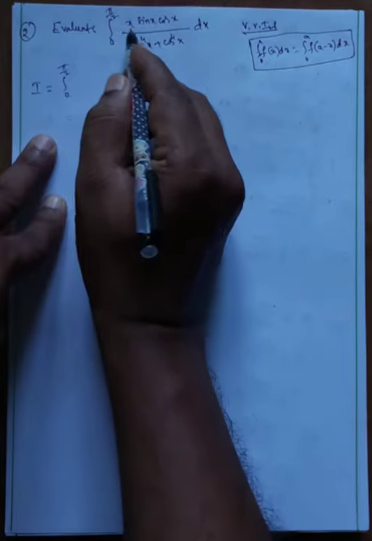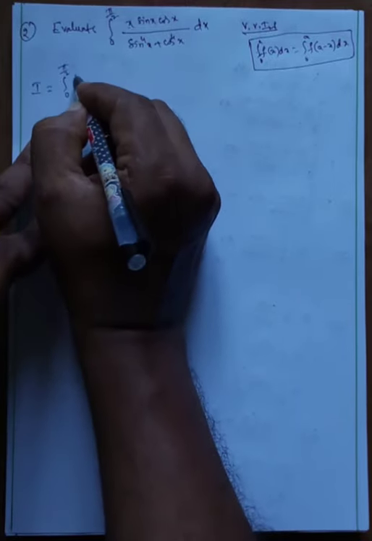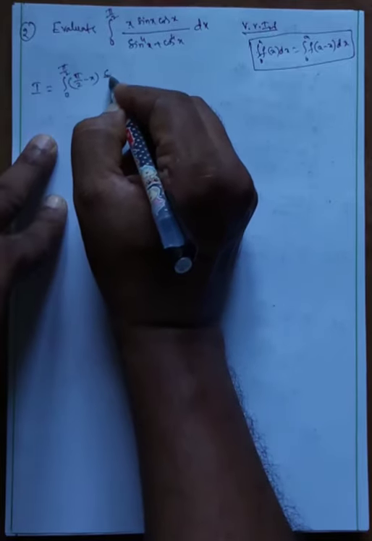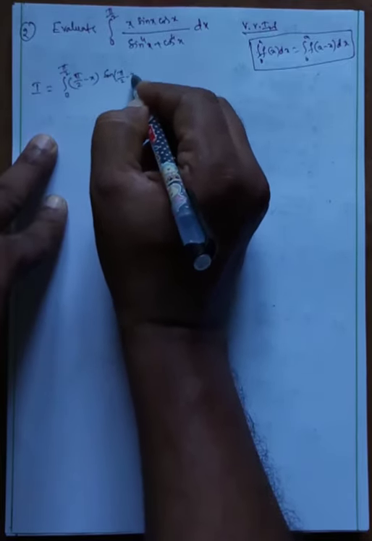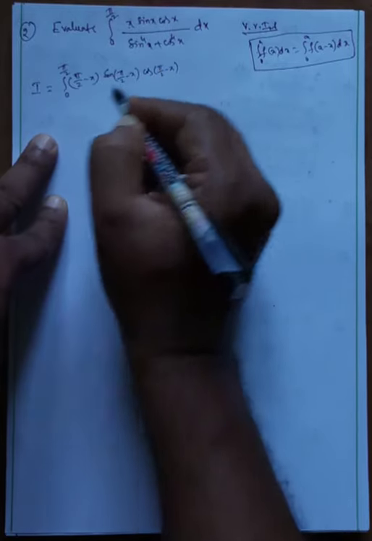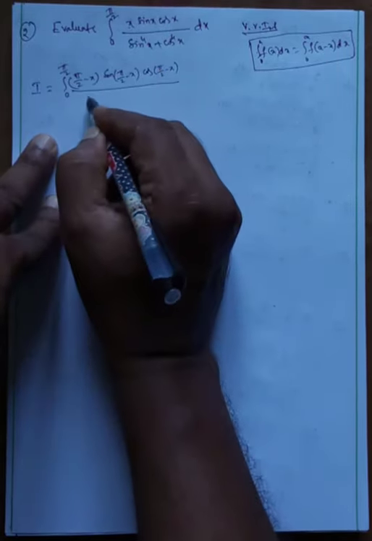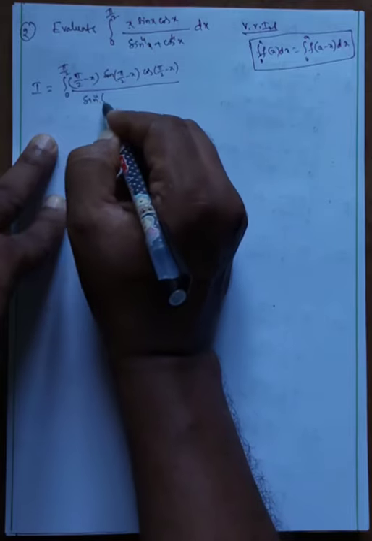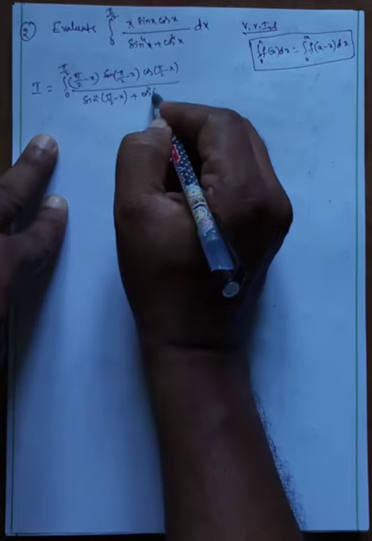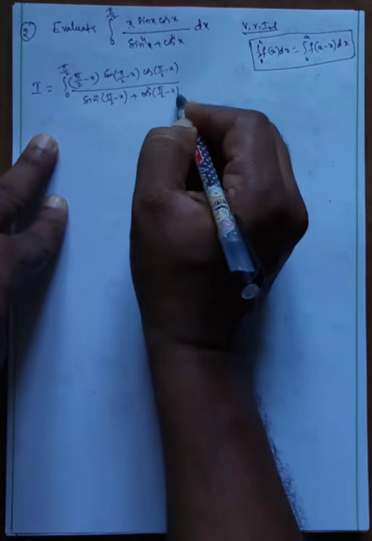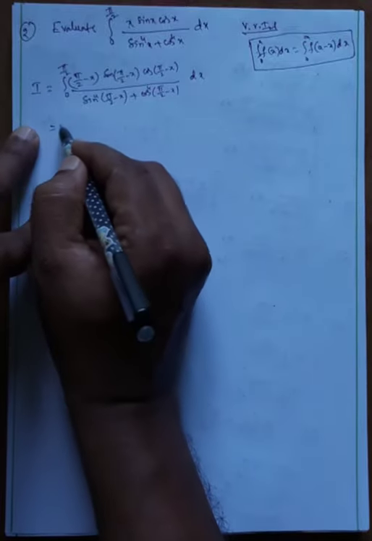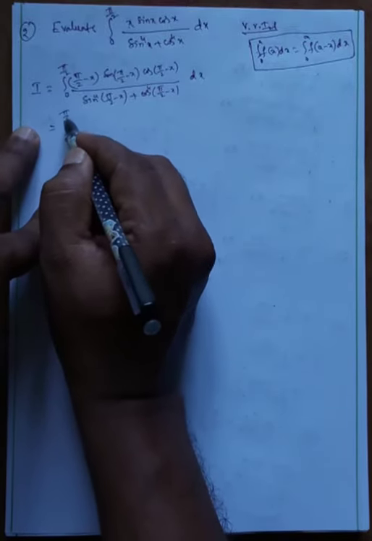Pi by 2, instead of x you write pi by 2 minus x. Sin of pi by 2 minus x, cos of pi by 2 minus x, by sin power 4 of pi by 2 minus x plus cos power 4 of pi by 2 minus x, dx. Sin of 90 minus theta is cos theta, cos of 90 minus theta is sin theta, integral 0 to pi by 2.